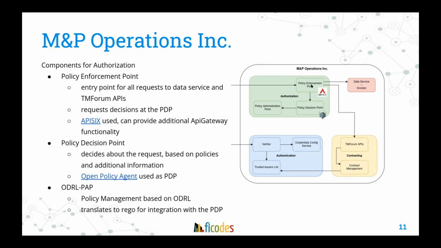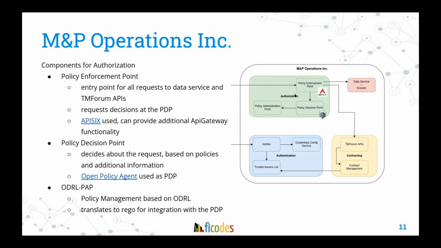The central entry point for all requests to our data services, and in our use case also for Teamform APIs, is the policy enforcement point. Policy enforcement point in our case is an API gateway. We're using API6 here, which can provide you additional API gateway functionalities. But in our case, it's mostly responsible for verifying the JWT itself and then requesting a decision about the request from the policy decision point.